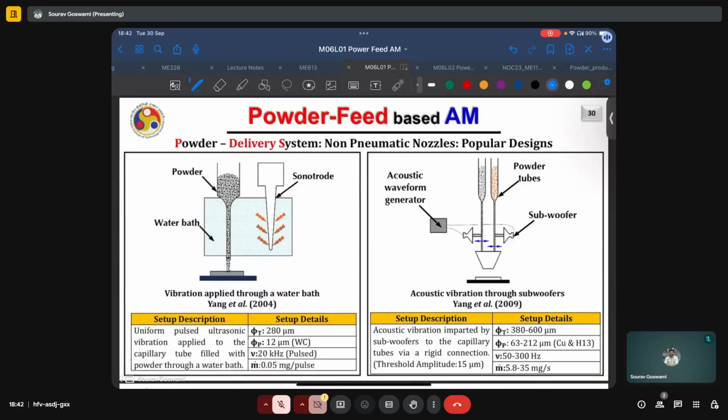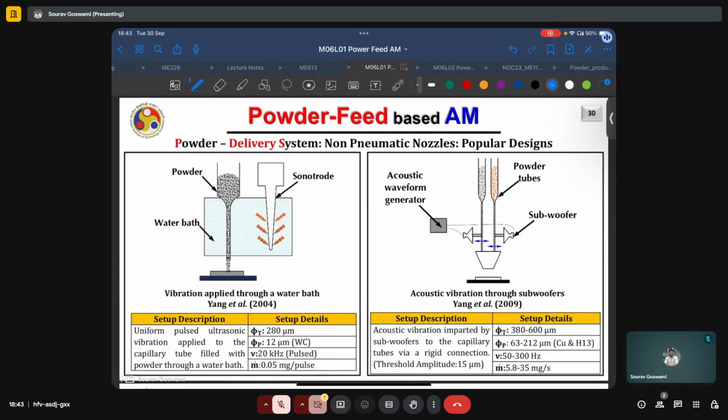The vibration need not always be, say, transmitted or generated using piezoelectrics alone. It can also be generated using a sonotrode and passed on to the powder delivery nozzle using something like a water bath, as shown here. And here we have uniform pulsed ultrasonic vibration applied to the capillary tube filled with powder through a water bath. Here the diameter of the tube was 280 micrometers.